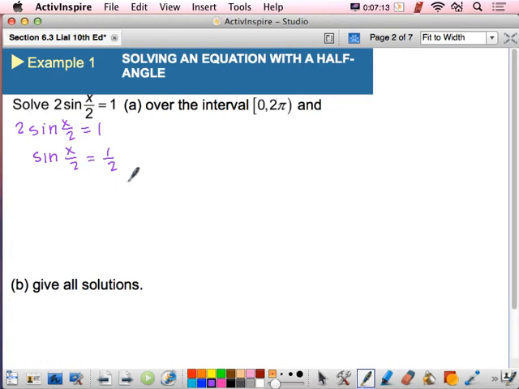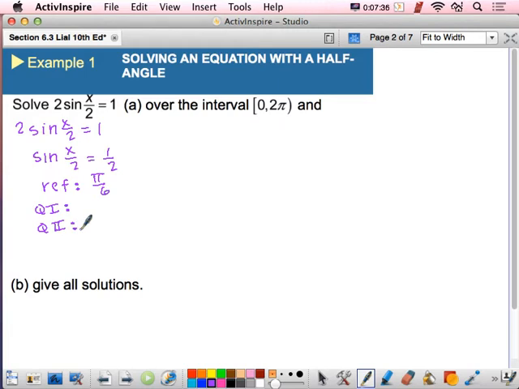What reference angle? 30. It's 30 degrees, right? Which would be pi over 6. Okay, that's our reference angle. And we only want the first 2 quadrants because our coefficient is a 1/2. So we'll go quadrant 1 and quadrant 2. And that happens in both of those places.